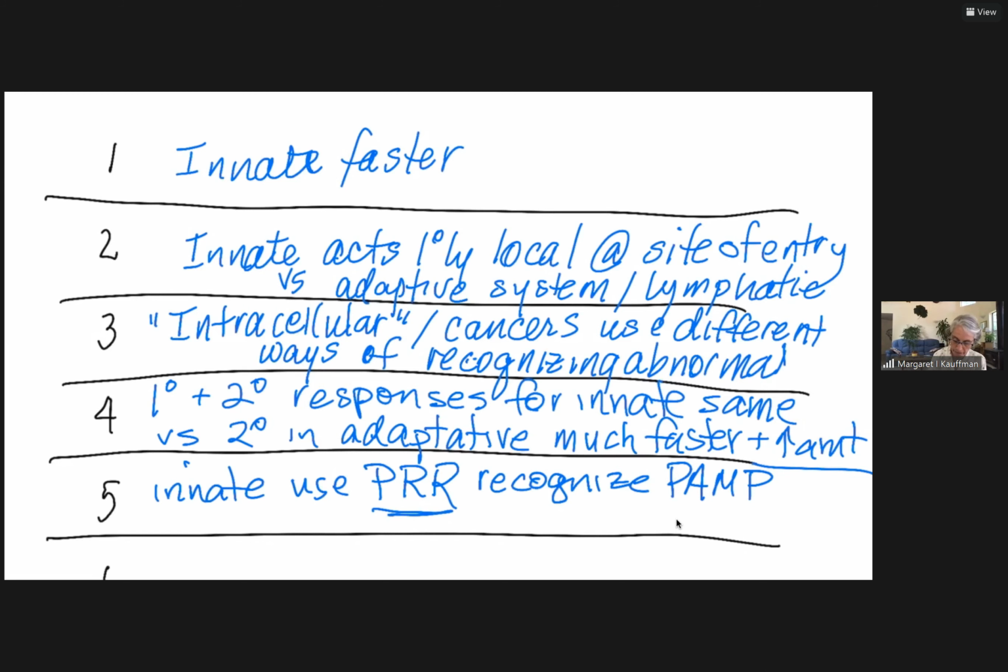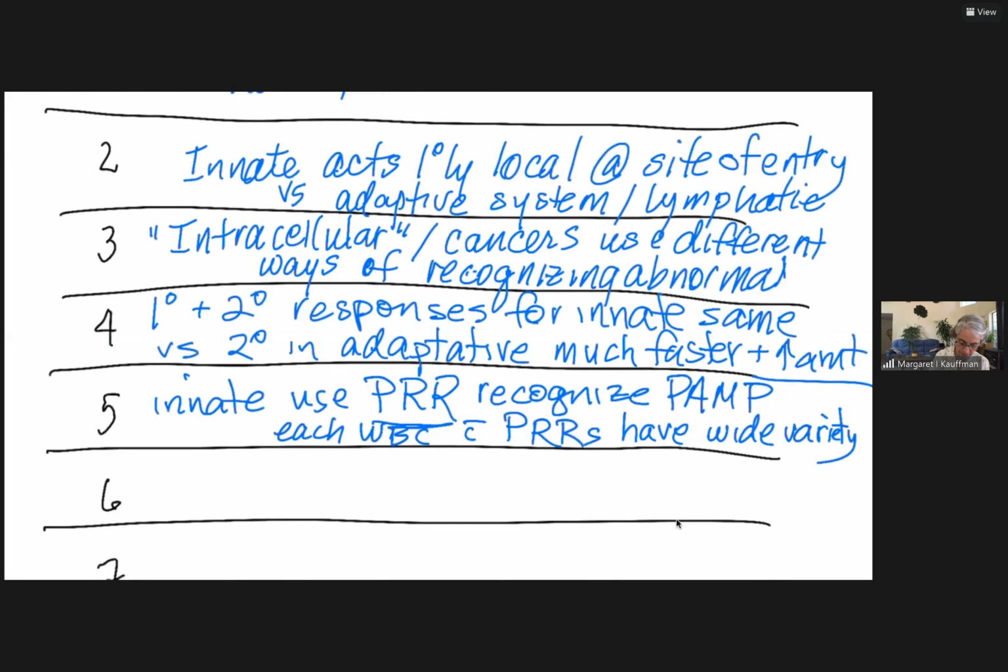So not only do they use that, but each white blood cell has many types of these PRRs. So Dina alluded to this. Each white blood cell that uses PRRs has many of them, a wide variety of them. So that is going to contrast with the adaptive, where each B or T cell has one unique antigen.